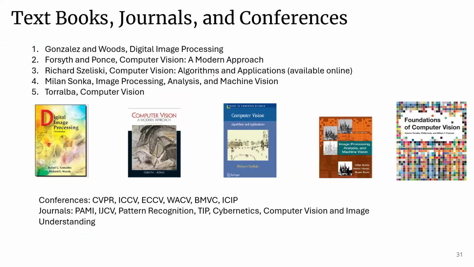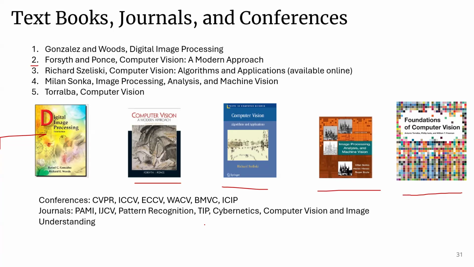If you ask what books you should read to enhance your knowledge in this area, Gonzalez and Woods is a great image processing book. Computer Vision, the second edition by Forsyth and Ponce, is a great book. This is Richard Szeliski's book. It's slightly research-oriented, but it is available online free of charge. Milan Sonka is a good book, covering both image processing and image analysis. Both image processing and computer vision are in that one. This is a very recent book, I think 2025, available online: Foundations of Computer Vision by Torralba and others, the people from MIT. It is a very, very useful and good book.